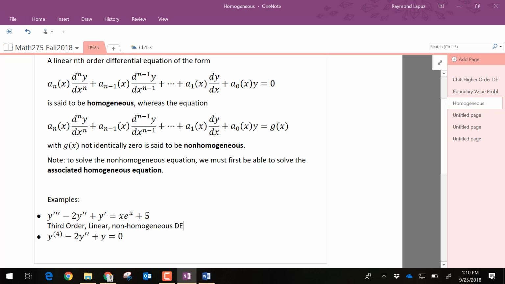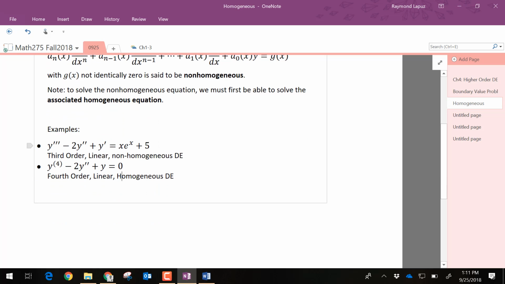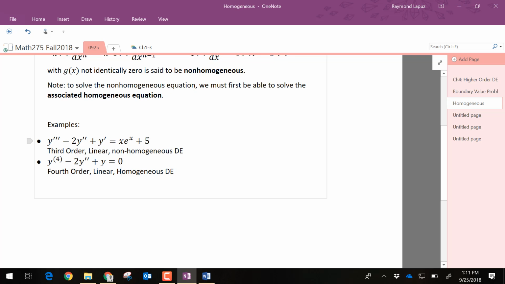And then our other example down here looks like it's a fourth order, right? Also linear, but this one is homogeneous. Do we know how to solve for this? No, we don't know how to solve for this yet.